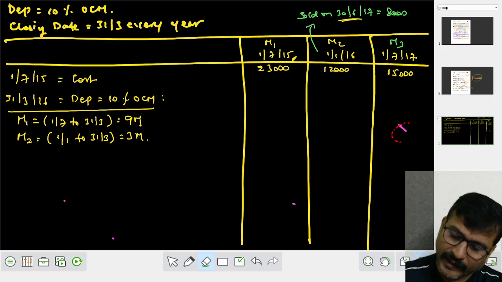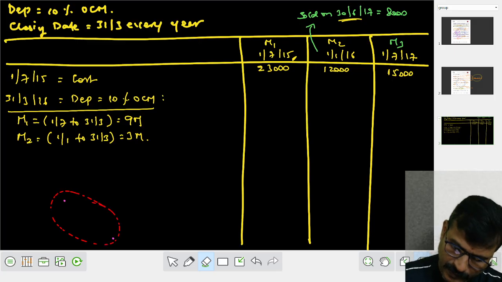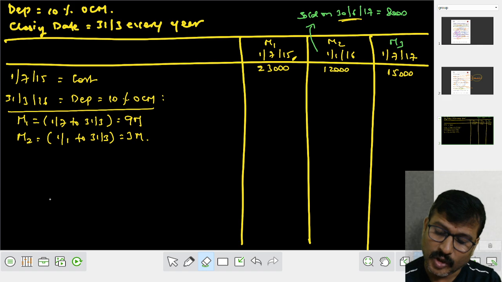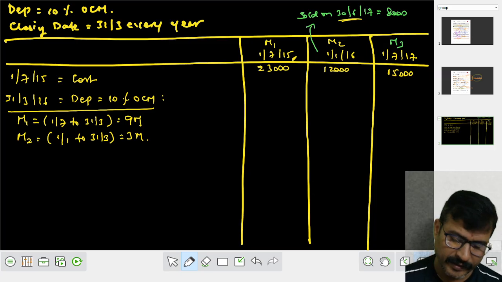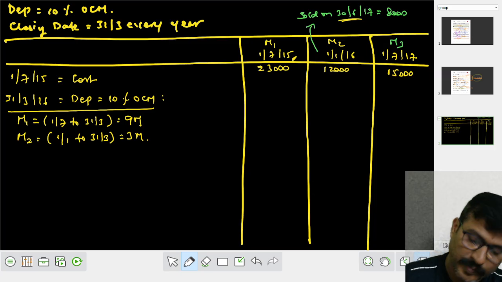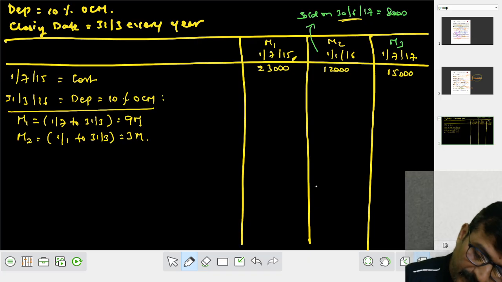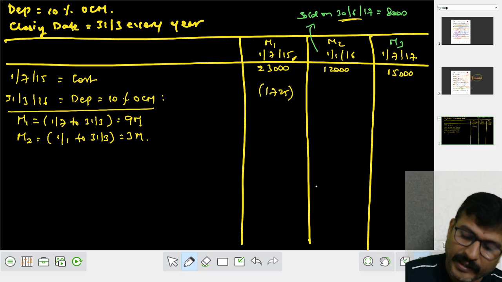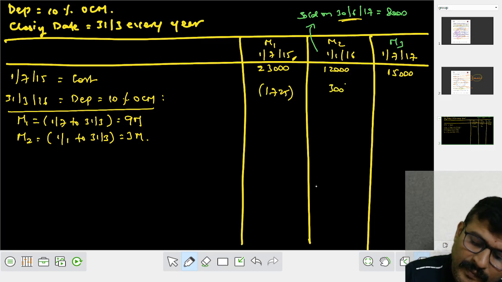For M2, we have to write 12,000 into 10% into 3 by 12. See how much we are getting for the first machine. It comes to rupees 1,725. So let us write 1,725. For M2 it comes to rupees 300.